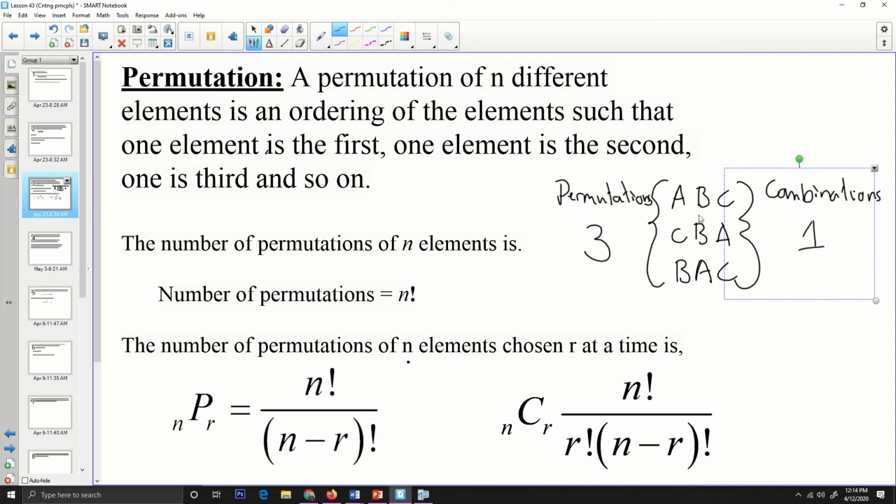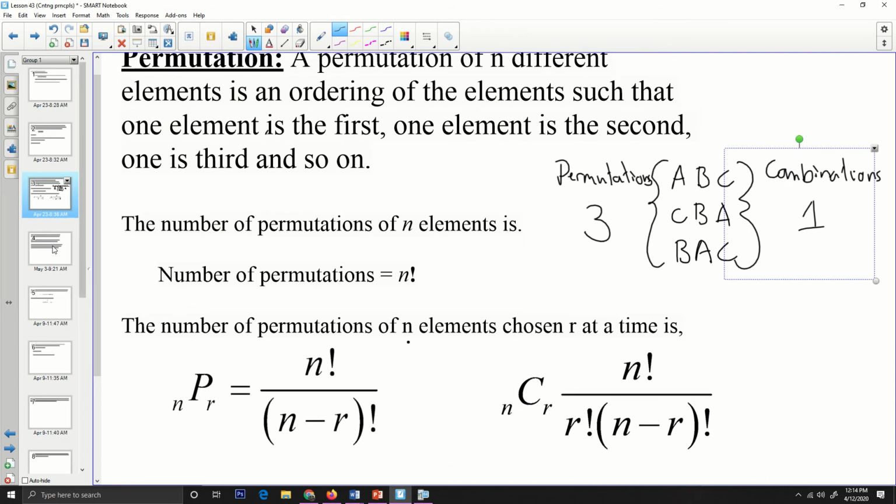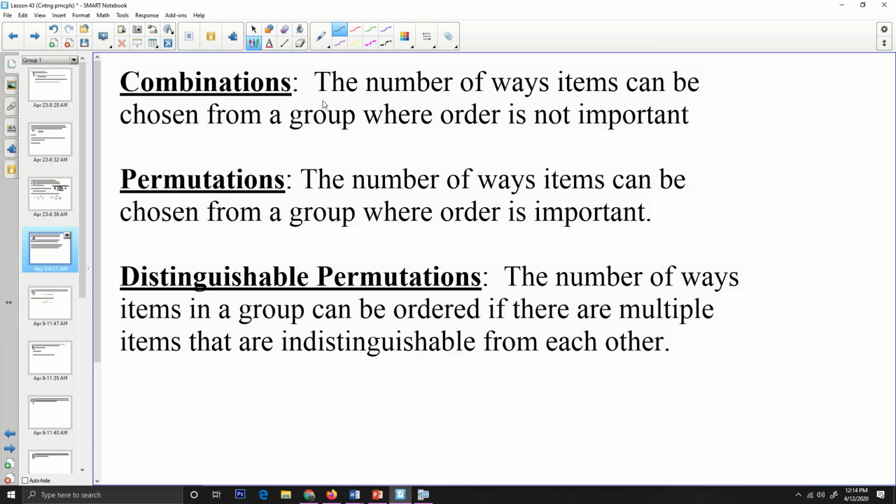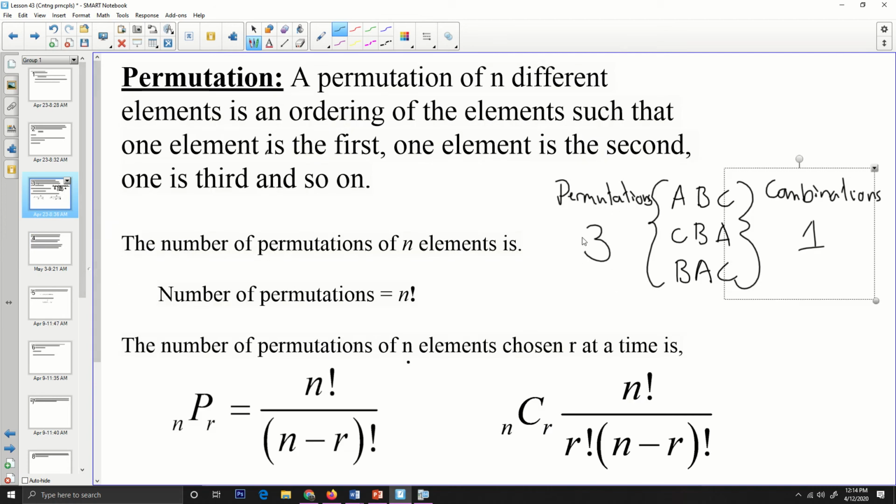Because in permutations, the order at which they come out is important. But with combinations, it's just having those elements. As long as you have those elements, that will only count as 1. And so to define that formally, in combinations, it's the number of ways items can be chosen from a group when order is not important. In permutations, it's the number of ways items can be chosen from a group where order is important. And again, just to reiterate, in almost every case, permutations will give you more than combinations. So if you did 5P3, that number is going to be bigger than 5C3.